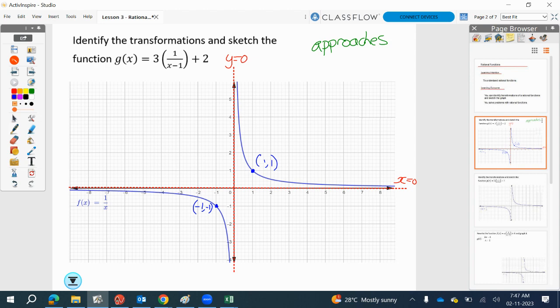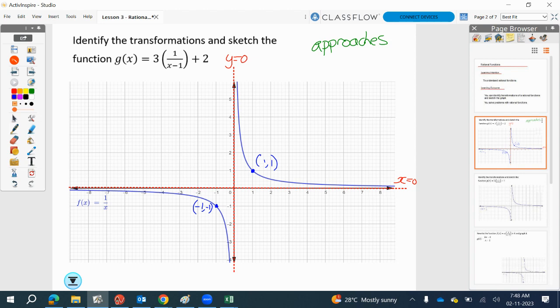So what have we got here? What's the first one? We have a horizontal translation. Is it going left or right? It's going right, because the h is like the negative. Okay, so how far is it going right? By one. It's going right by one.